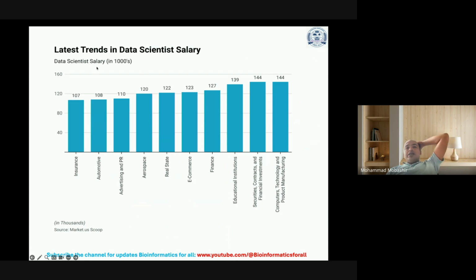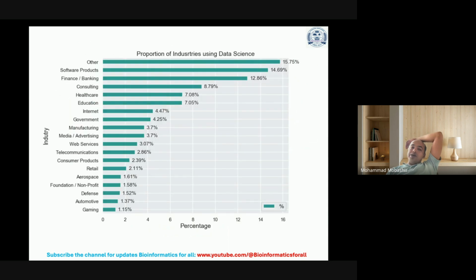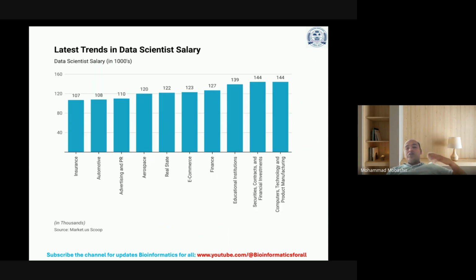So these are the data scientist salaries, and you can see where you are supposed to get more salary. But in general, you can see this is a much higher salary than any other field. So to get more earning, data science is one of the easiest ways to get a really respectable salary.